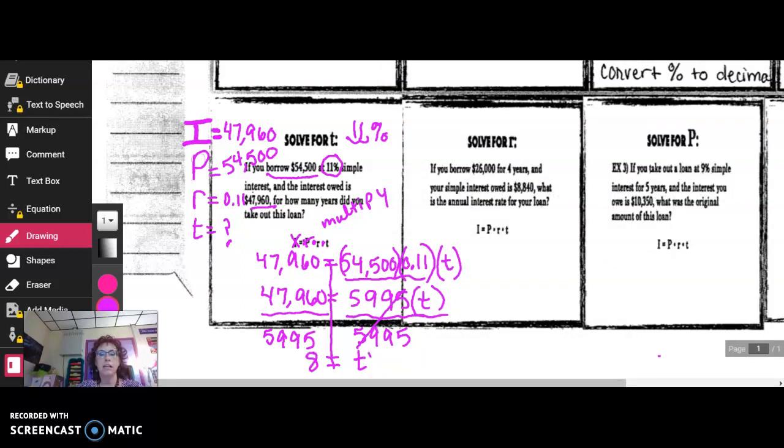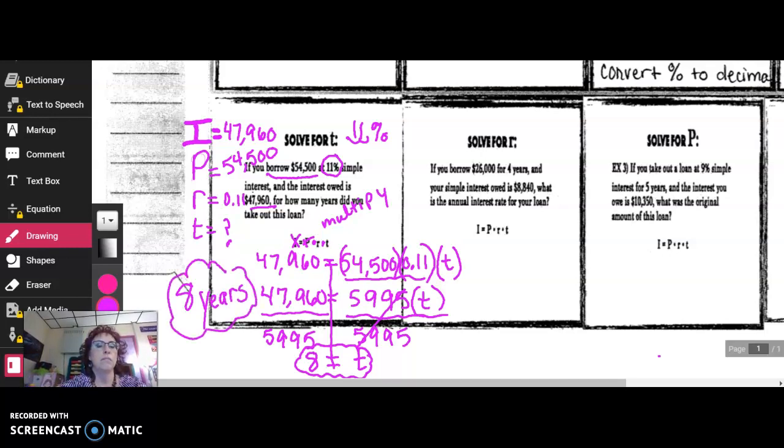T is 8. Okay, what does that mean in the real context of this problem? The amount of time, or for how many years did we take out this loan? 8 years. And that's what that means. And that's all I'm going to do for solving for t.